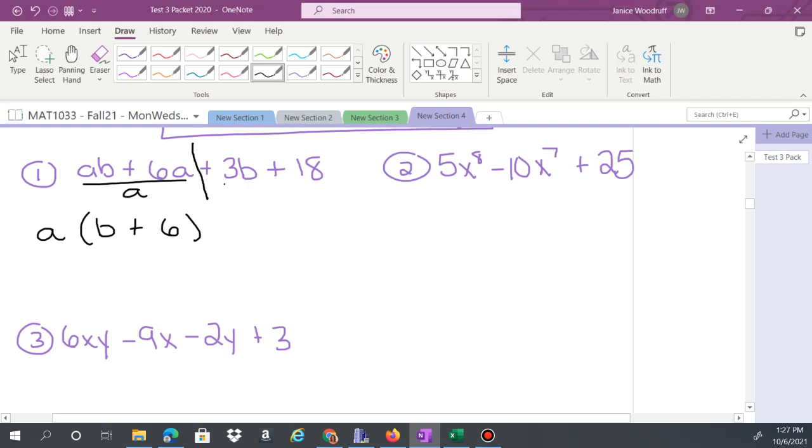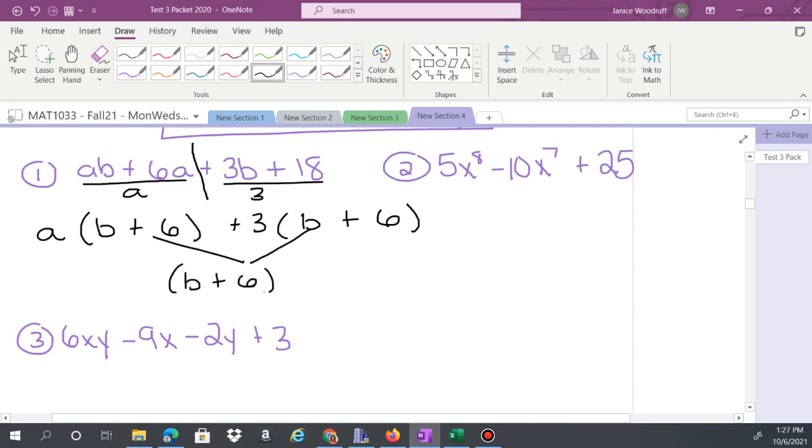What can I take out of 3b plus 18? 3, so plus 3. And then 3b divided by 3 leaves us with b, and 18 divided by 3 leaves us with 6. So we write the b plus 6 once. And then in its own set of parentheses, we have a plus 3. There we go.